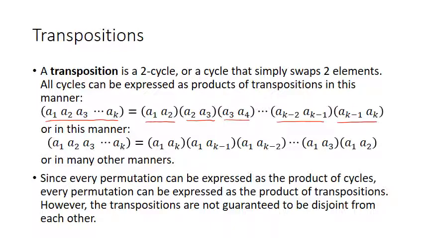Keep in mind, of course, when you want to figure out how the right-hand side works, you apply the rightmost transposition, between AK-1 and AK, first, and then the second to rightmost one, and so on up through the left one. There are a lot of different ways to do this, and this is just one way to express the same cycle. Since every permutation can be expressed as a product of cycles, every permutation can also be expressed as a product of transpositions. However, unlike with cycles, the transpositions are not guaranteed to be disjoint from each other. As you can see, the ones listed here are not disjoint.